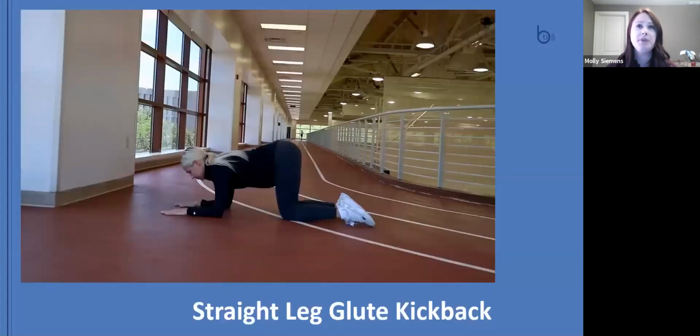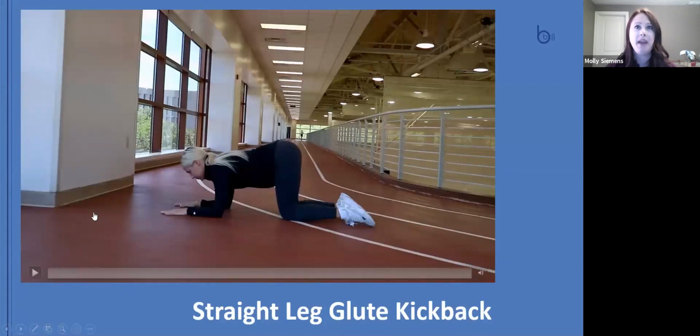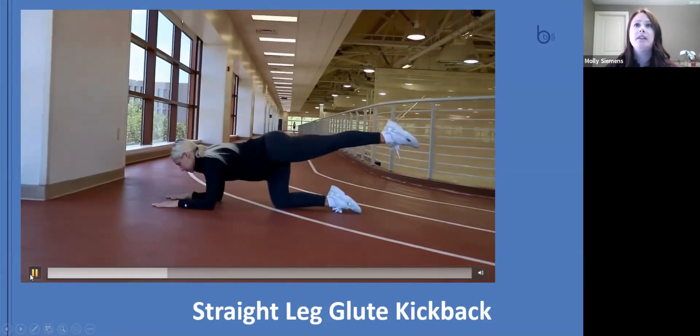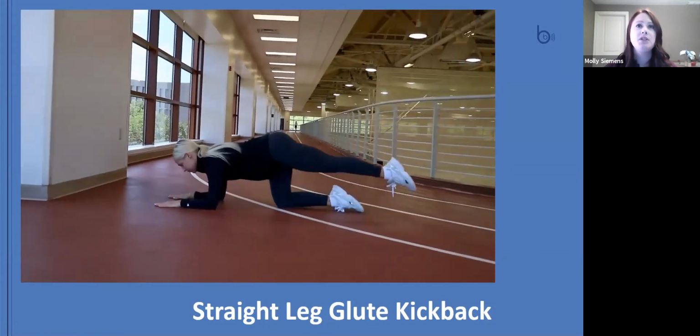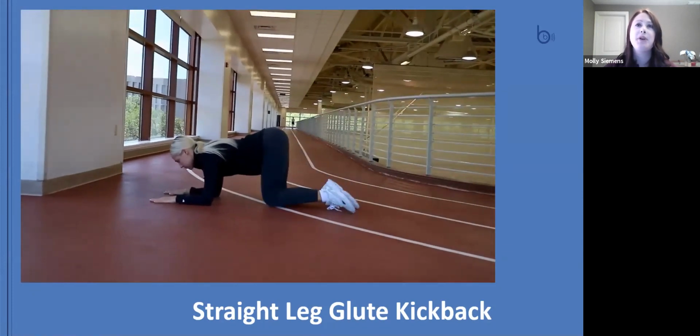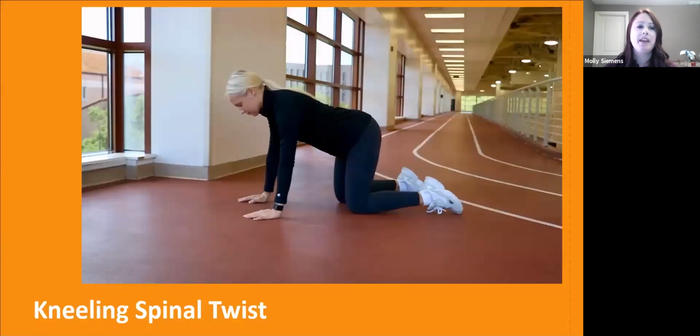The straight leg glute kickback strengthens the glutes and hamstrings and relieves pain due to long periods of sitting. It supports the lower spine and the abdomen. To do the straight leg kickback, set up on your hands and knees with your hands under your shoulders and your knees under your hips. You also want to flex your feet. Then we want to kick one knee back.